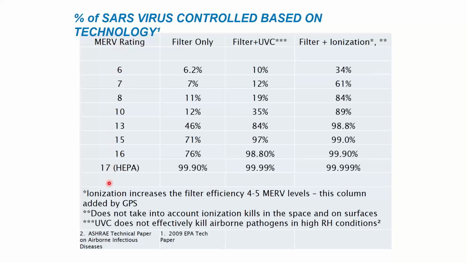But there's a Merv rating from specific filters. And then they had a HEPA, which is not technically Merv rated, but it's kind of like having a Merv 17 or better. And this is how much of that size particle those things were catching as it went through, right? So a Merv 10 was catching 12%, a Merv 15, 71, 99.